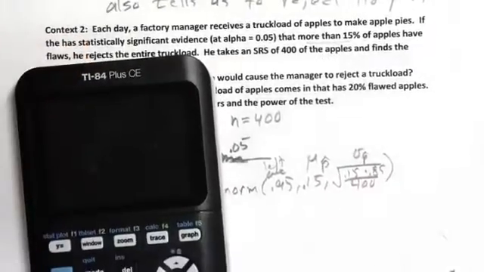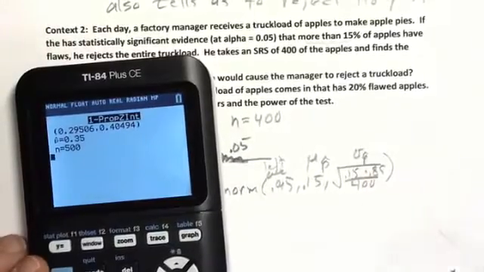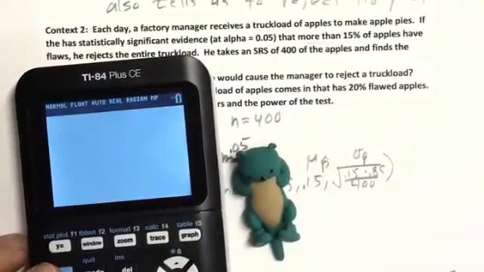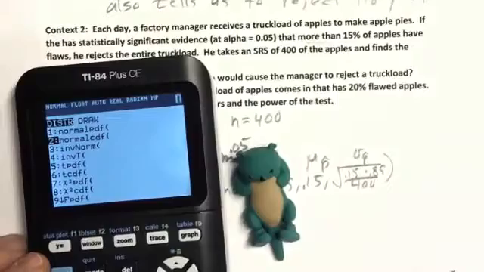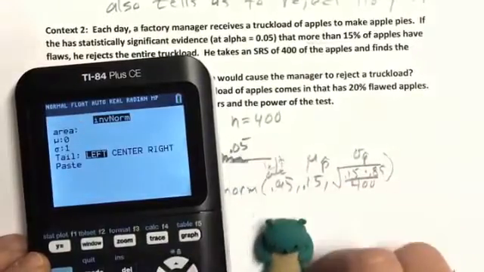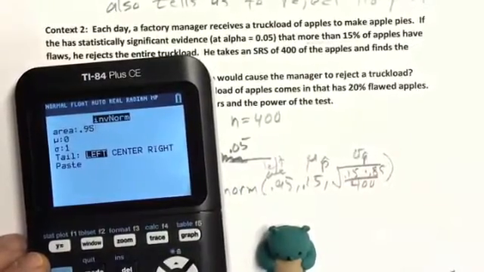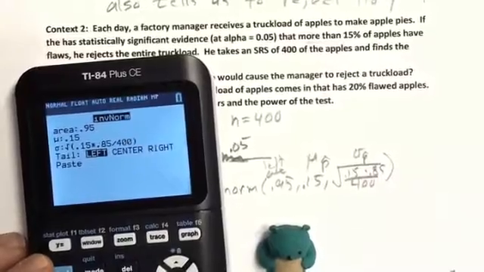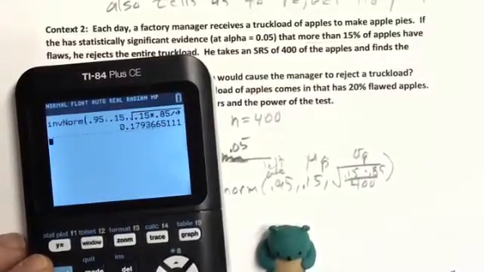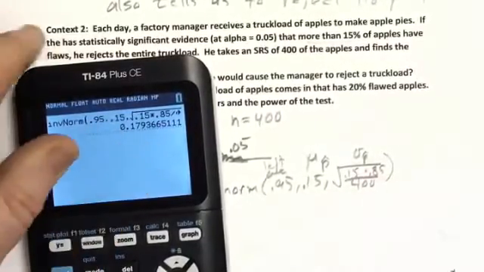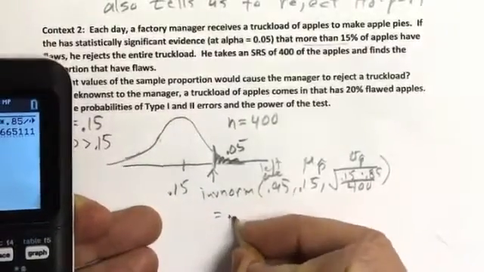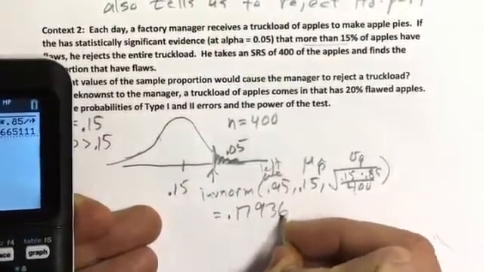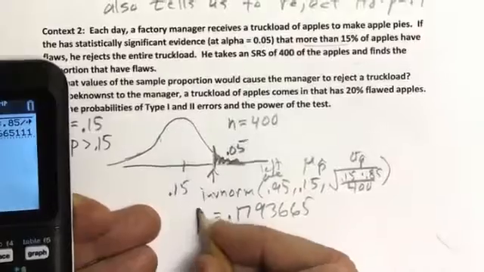Let's see what we get. So we go second vars, inverse norm. So this would be 0.95, and then 0.15 is our mean. Standard deviation, the square root of 0.15 times 0.85 divided by 400, and left area. And so there it is, 0.1793665. That is our p hat.